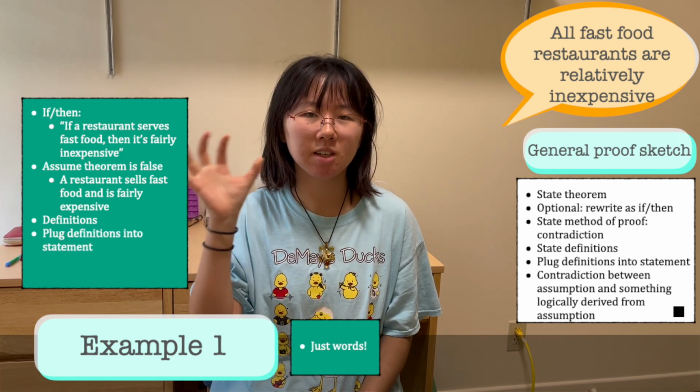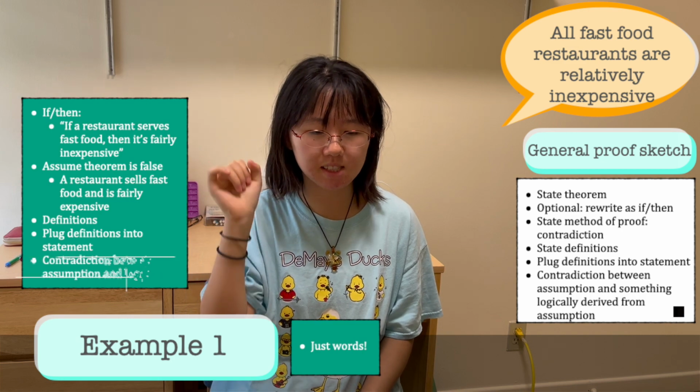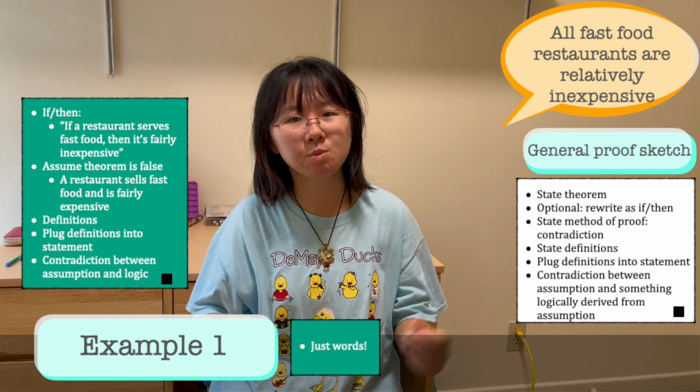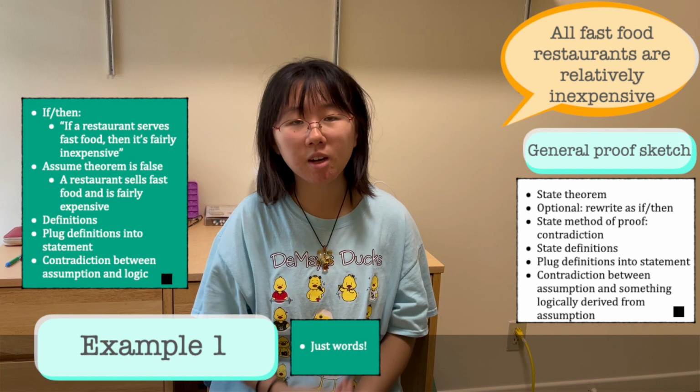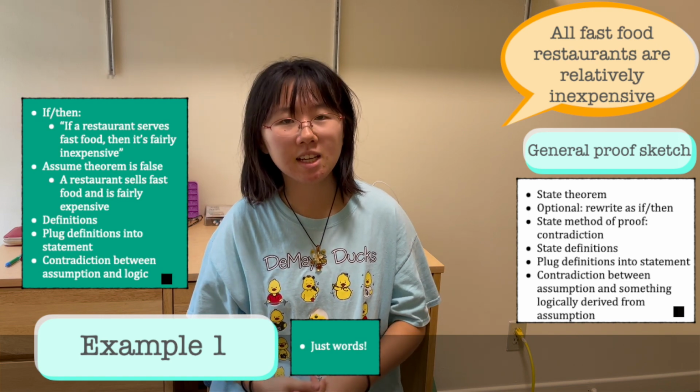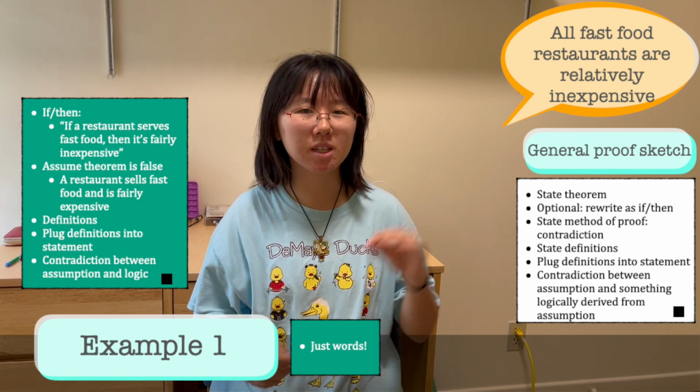So there's definitely an obvious contradiction in that statement, right? Costs less, which we got through logic, contradicts our assumption that the restaurant is fairly expensive, because costs less and fairly expensive are just evidently different.